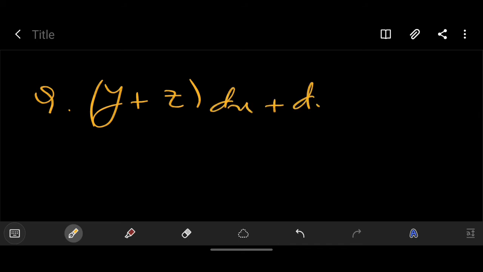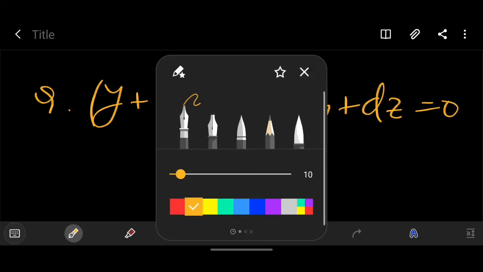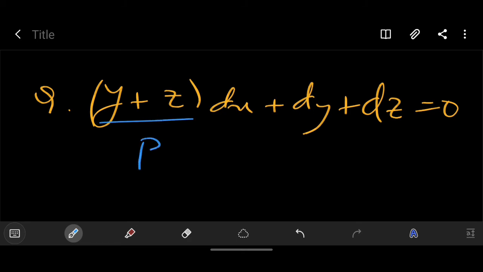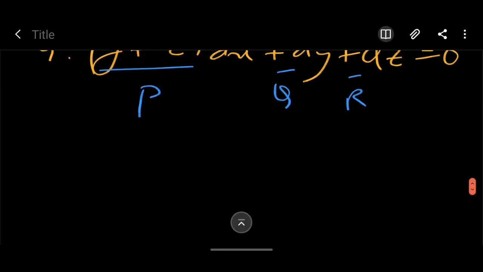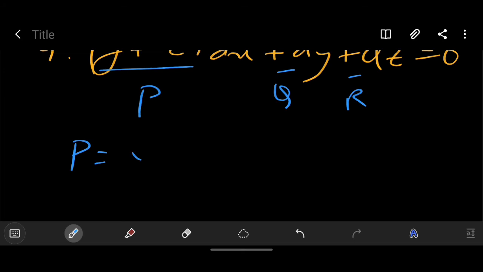Let's see an example here. The example is to solve the differential equation (y + z) dx + dy + dz = 0. So here this is our P, then this is Q, which is 1, and R is 1 also. So we can write P is y + z, and Q is 1 and R is 1.